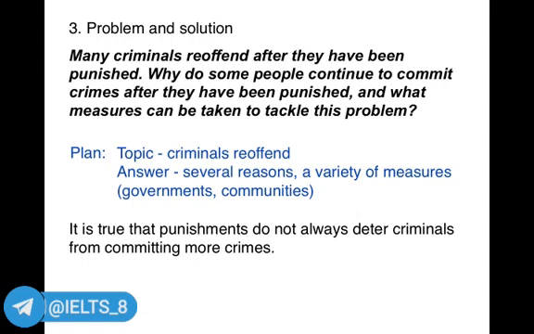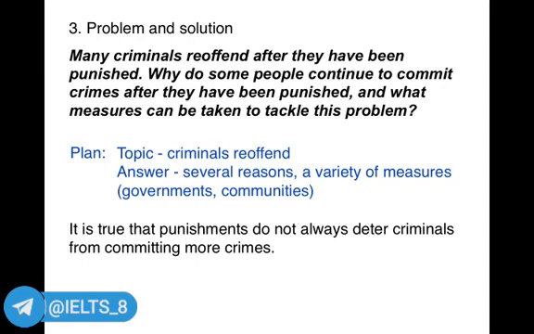I often begin a problem and solution introduction with "it is true that," because we can accept that the problem is true. We have a problem and we're accepting it. It is true that punishments do not always deter criminals. Deter is a good word to use there. It means stop criminals, or stop them from wanting to commit crimes.